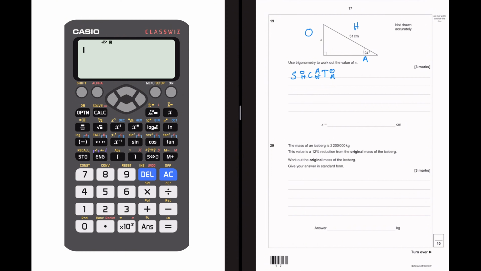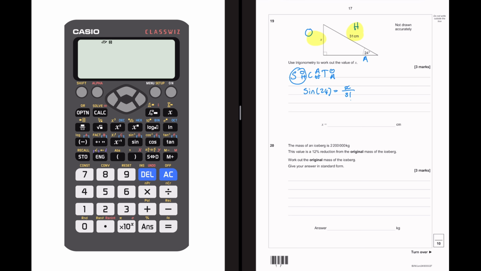We look to see what we've been given. So we've been given h, which is 31 centimeters, and we've been asked to find x. So that looks at O and h, which corresponds to SOH. So this means we get sine followed by the angle in the question, which is 24 degrees, and this is equal to O, which is x, over the hypotenuse, which is 31.